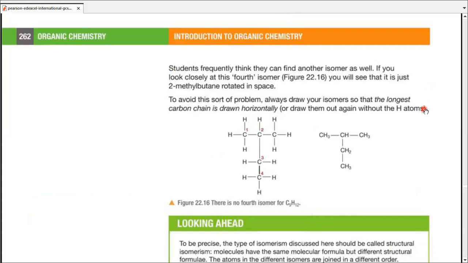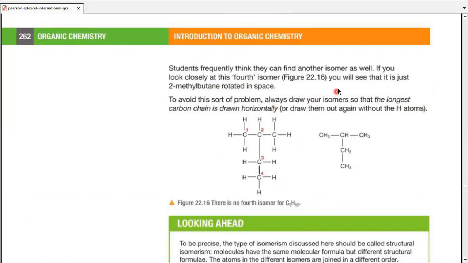So students frequently think they can find another isomer as well. If you look closely at this fourth isomer, you would notice that this isomer is just rotated in space as the second one. This one is still 2-methylbutane. All right? So there are only 3 isomers for a compound that has 5 carbon atoms.